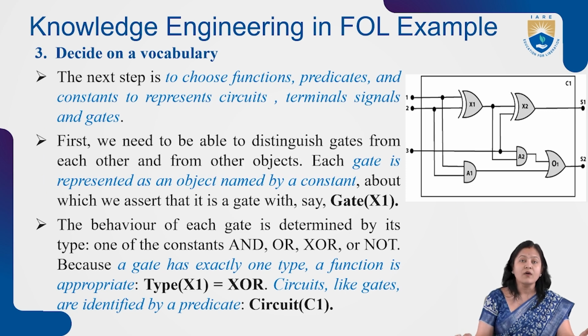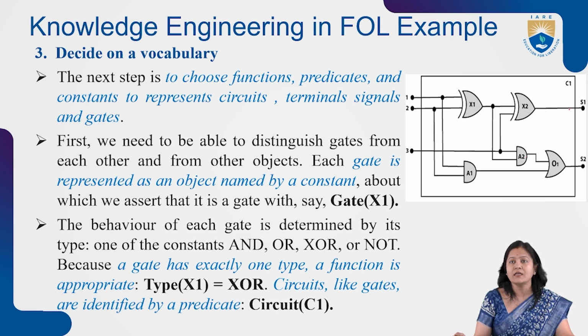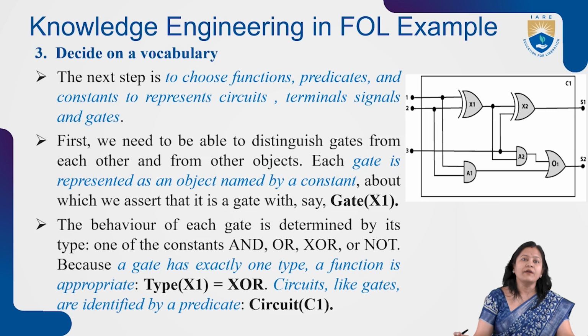So that is why we have to give a naming convention to all the objects. Here, a total of 6 objects are there: 2 XOR gates, 2 AND gates, and 1 OR gate, and the whole circuit, which is considered as the circuit C1. It has 3 inputs, 1, 2, 3, and 2 outputs, that is nothing but your S1 and S2. So here in this vocabulary, as I said, we have to give the naming convention.